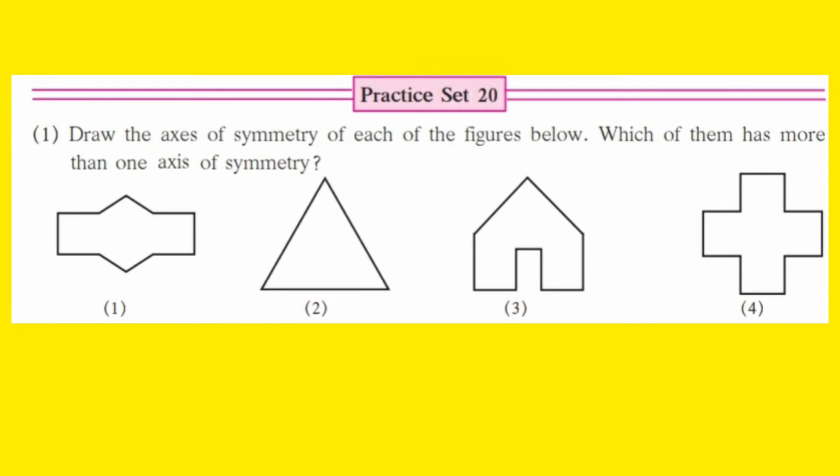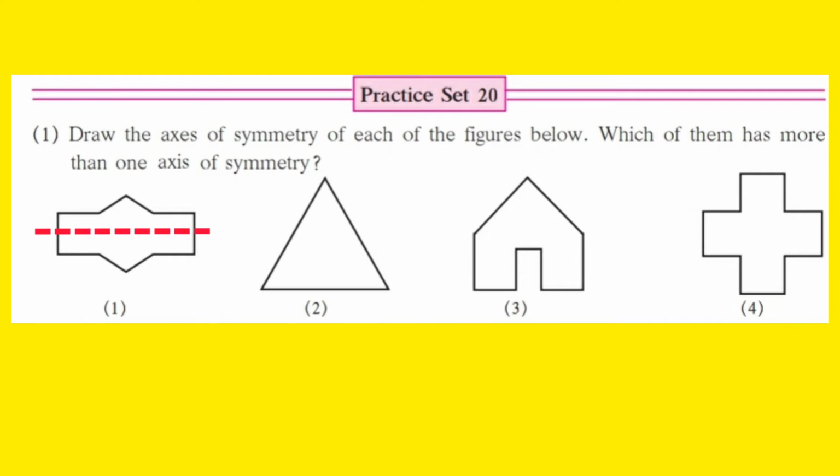Students, let's begin to solve practice set 20. See question number 1. Draw the axis of symmetry of each of the figures below. Which of them has more than one axis of symmetry? See, in figure 1, we will draw the axis of symmetry. So, you can see children, we have drawn the axis of symmetry and figure 1 has one axis of symmetry.